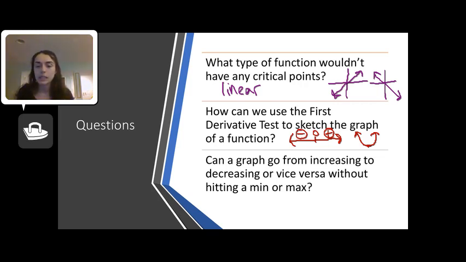Okay, next question. Can a graph go from increasing to decreasing or vice versa without hitting a min or max? Yes, Josh. Okay, you're close. So Josh said that since we could have a critical point that's not a min or a max, that we can go from increasing to decreasing without hitting a min or a max. But actually, if we're going from negative to positive or positive to negative, right? We have to hit 0 somewhere in between here. There has to be a 0 between them. So we always do hit a min or a max when we're going from positive to negative or negative to positive.